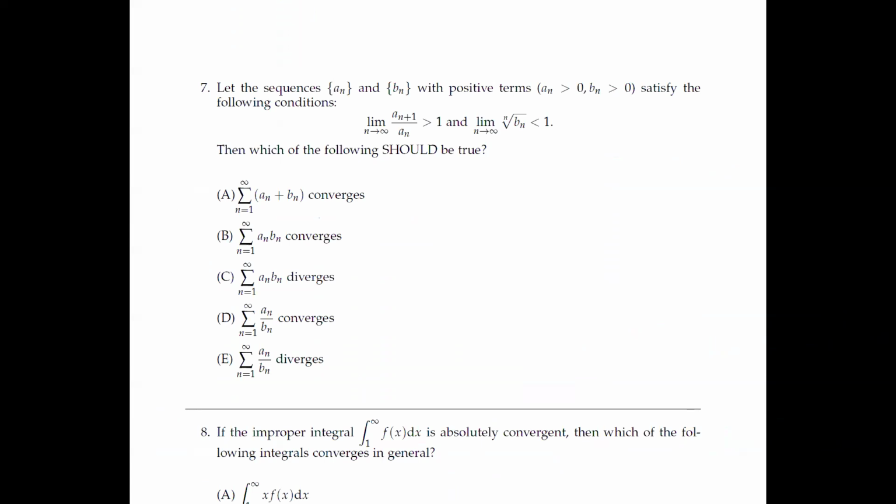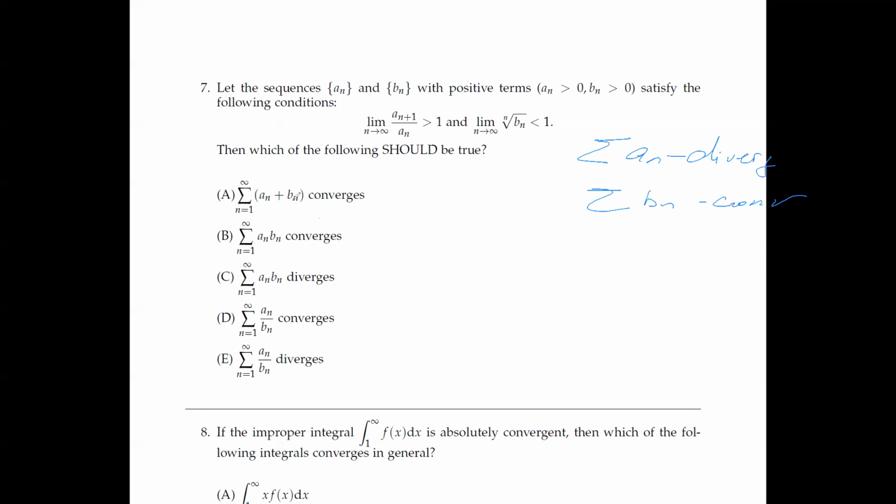Seven. We have two positive sequences. And we know that a(n+1) over a(n) is greater than 1, and the n-th root of b(n) is less than 1. The immediate conclusion from this part, without looking into the answers, is that the series with a(n) is divergent by the ratio test, and the series with b(n) is going to be convergent by the root test.